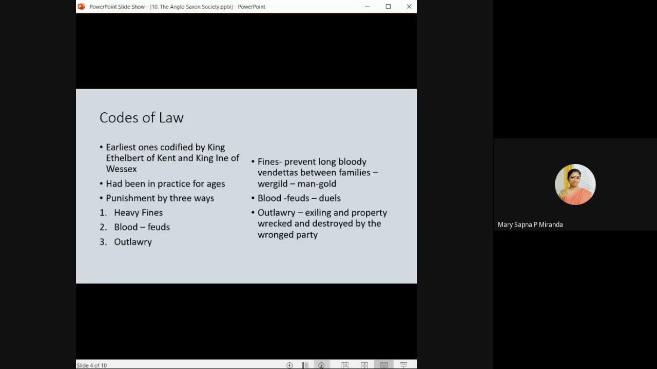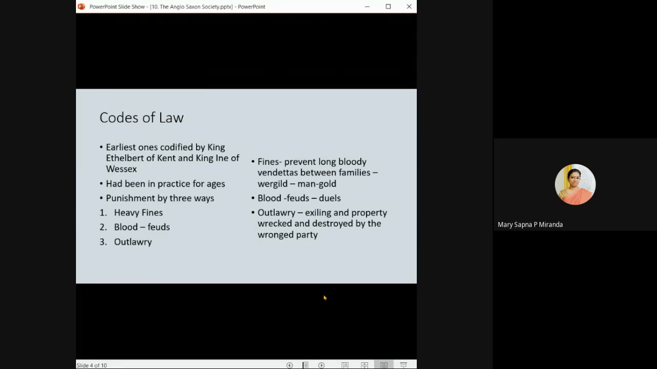So punishment was by three methods. One was paying heavy fines. Second was through blood feuds, and the third one by outlawry. So heavy fines, as the name suggests, is that if there is a vendetta or a feud between families, then they had to pay. That is, if you fought with somebody or you harmed someone and the court found you guilty, then you will be fined. Then you're supposed to pay a huge amount in gold, huge amount in money to the wronged family. So, what was the idea behind these heavy fines?